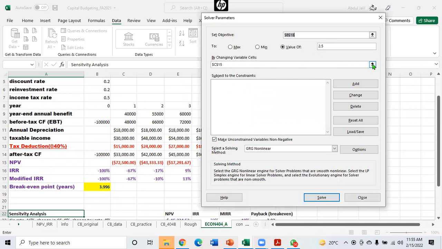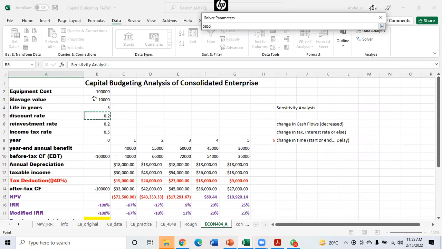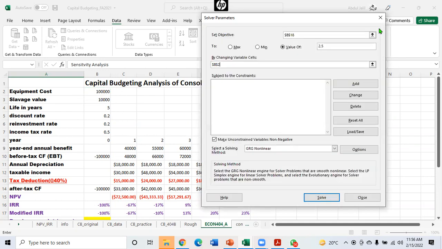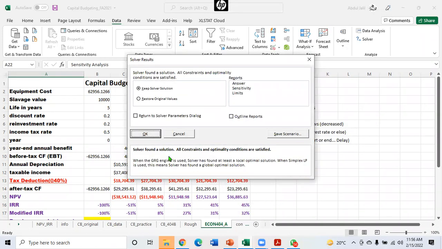Then through which variable or which cell am I going to make this change? Either I am interested in the change in taxes, so I may use these taxes, or I may change the discount rate, or use the initial outlays, the initial equipment cost. I may use any other kind of input, such as the life of the project. Anything can be used. Let's suppose we use equipment cost: what would the equipment cost be if we want 2.5 years? Then we apply solve, and this will change the result.